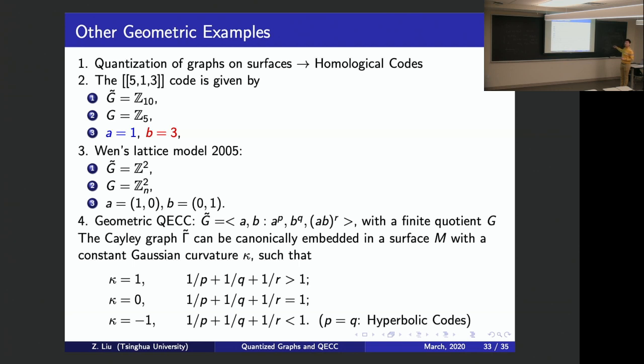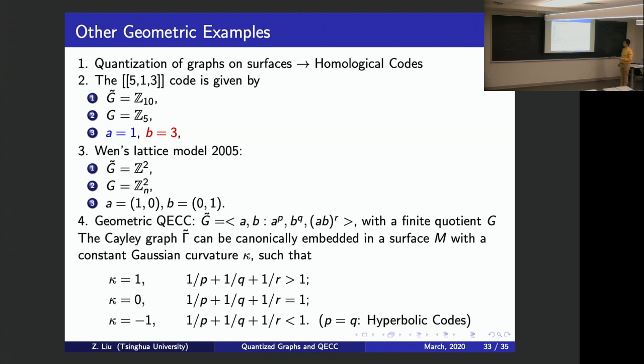And the 513 code is also from that way. The bigger group is Z mod 10, the smaller group is Z mod 5. This is a double cover. That's why for the stabilizers we have the even cycles, because they are given by cycles in the bigger group. Then we project that on quotients. It's kind of a Z2 fiber.